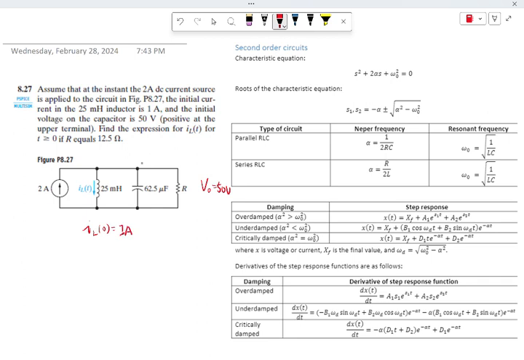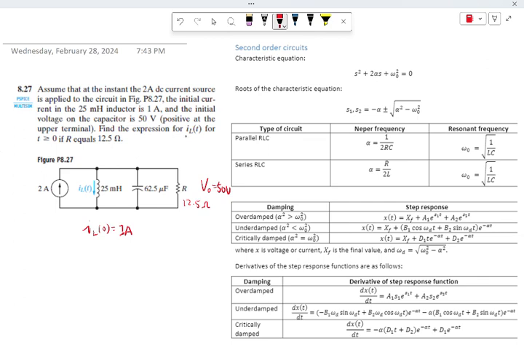Okay, this is another one. And we know this is 25 millihenry. We know the resistor is 12.5 ohms. Yeah, that's pretty much what we have now.